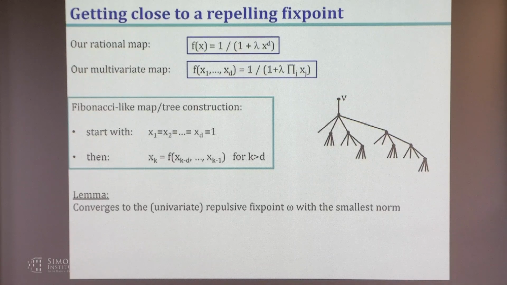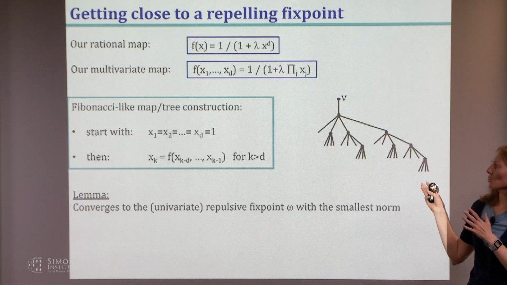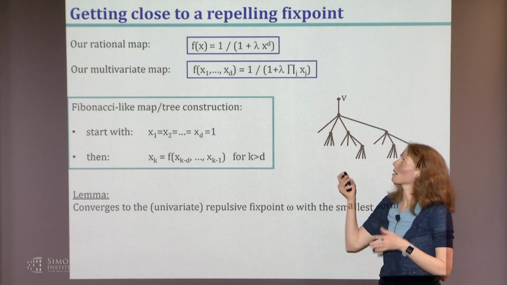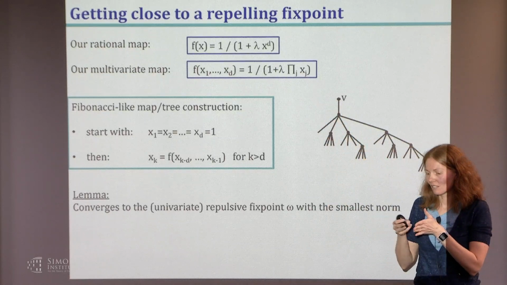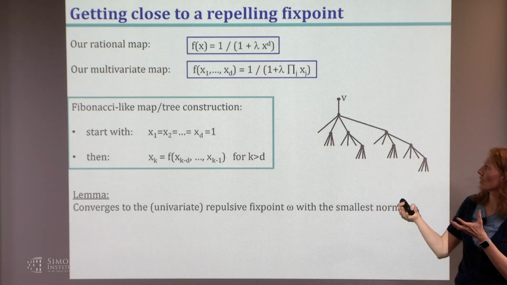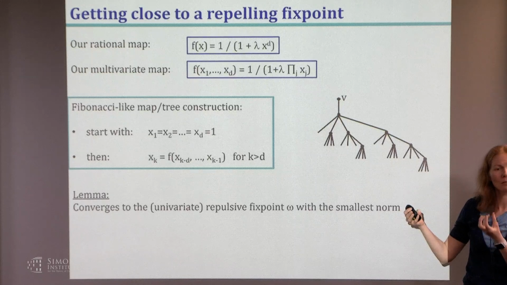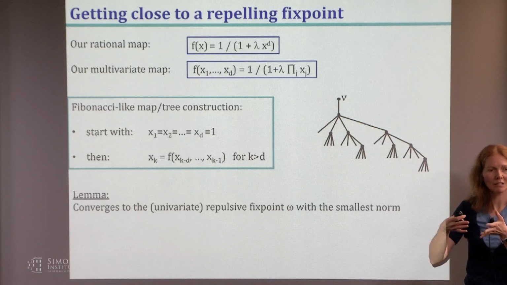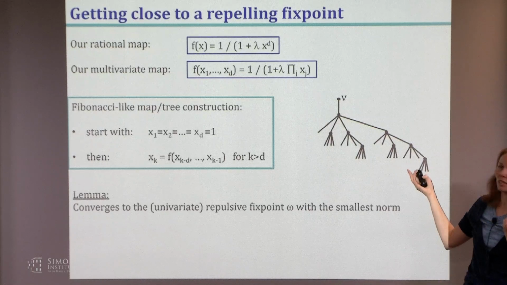The question is it any good? Well, I guess the intuition for this comes from when we look at the multivariate map and we fix d minus one of the parameters, and then we have only one parameter to play with. Suddenly it becomes a contracting map in certain regions. So I think that would be my intuition for why this should work.